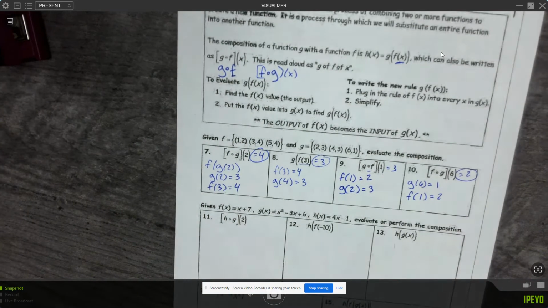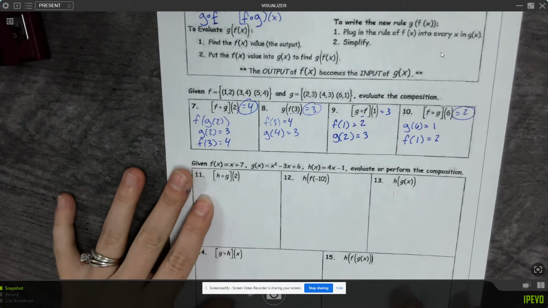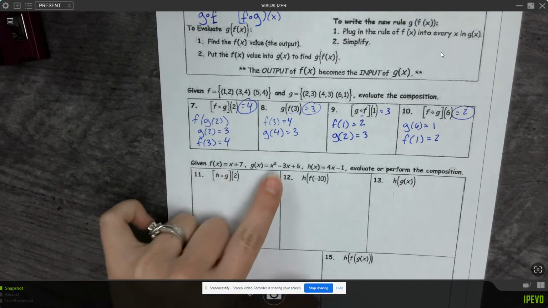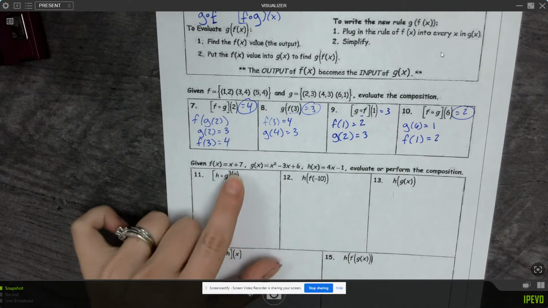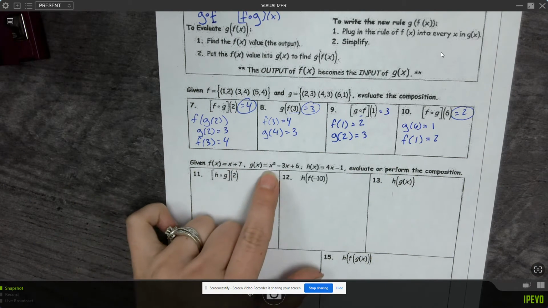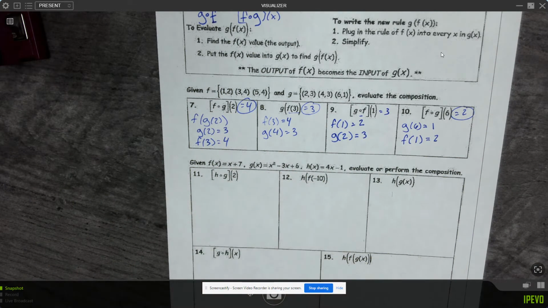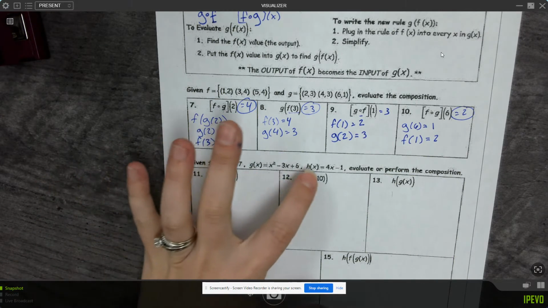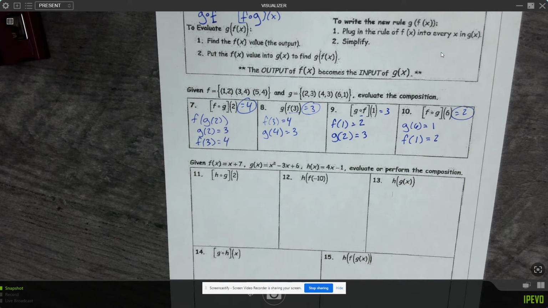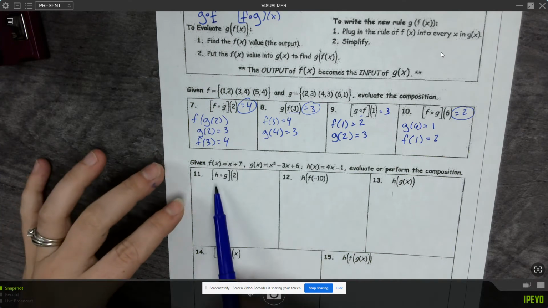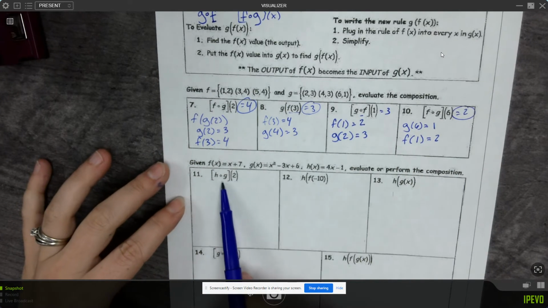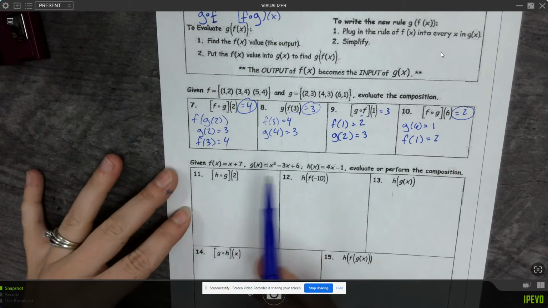Okay, now let's go on to some actual functions. We have 3 functions up here. If you can't read them, this one says x plus 7. This is x squared minus 3x plus 6. And this is 4x minus 1. Making sure you're using the correct functions. This is your f, your g, your h. So make sure you use the one it tells you to use. In this first one, we are going to evaluate like we did before. So we're going to start with g of 2.